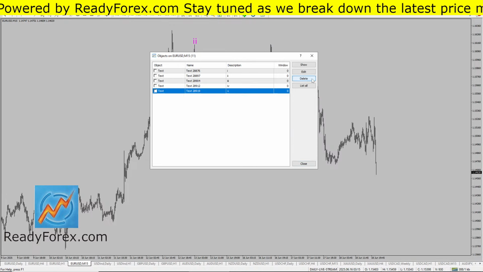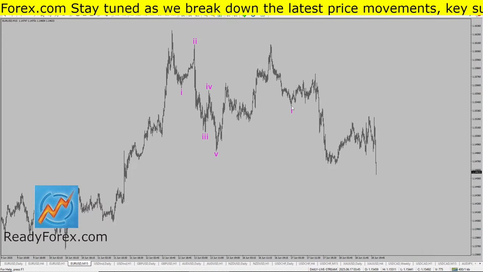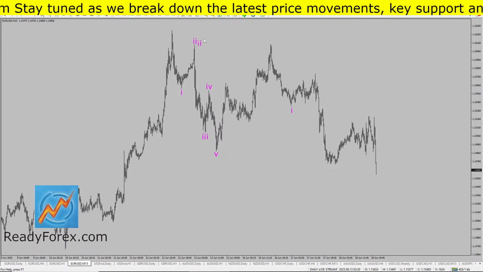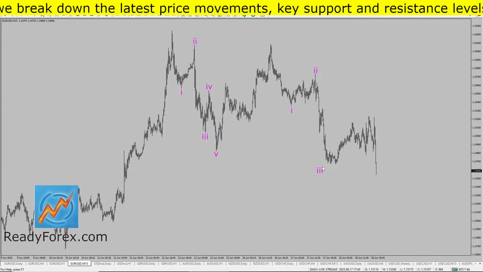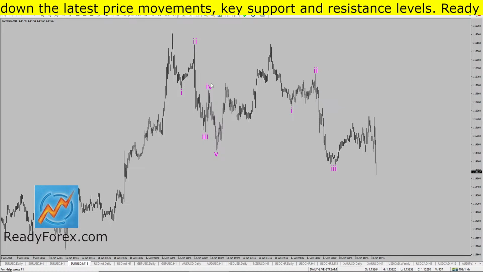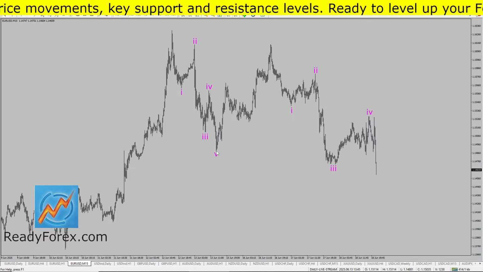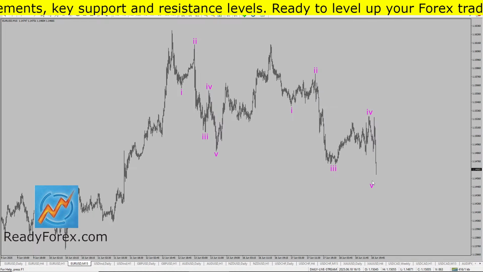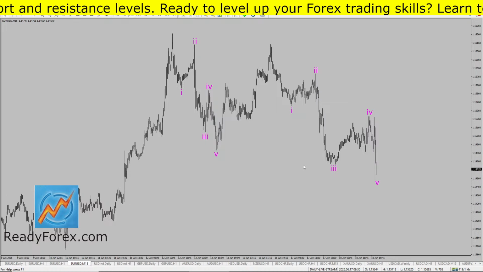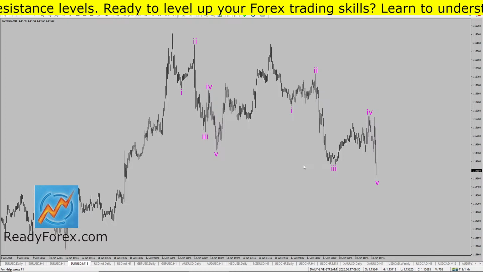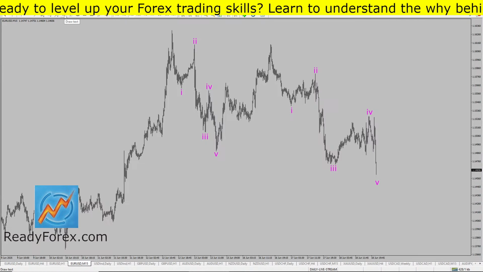If I try to label this thing, to me we got a clear wave 1, wave 2, wave 3, wave 4, and bearish wave 5 to the downside. It is also possible that this thing is basically an ABC.